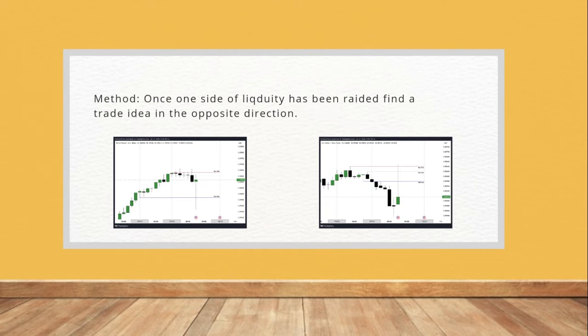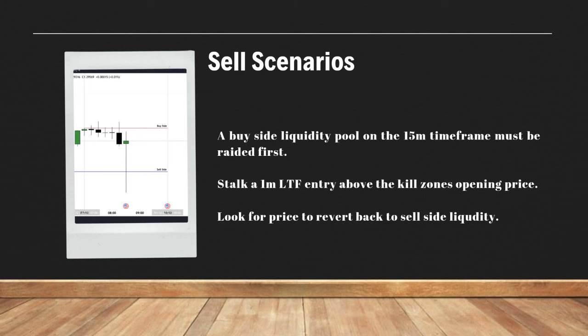Method. Once one side of liquidity has been raided, find a trade idea in the opposite direction. As you can see below, we have two examples. We have one for a sell example and another for a buy example. We'll take a further look at the framework on these ideas. For our sell scenarios, it's pretty straightforward.